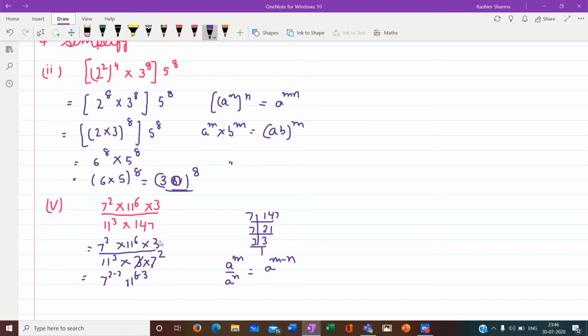Now this 3 we can cancel with 3. So we are left with 7 raised to power 0 into 11 raised to power 3. And we have done a raised to power 0 is equal to 1. So we can write it as 1 into 11 raised to power 3. So that is 11 raised to power 3.